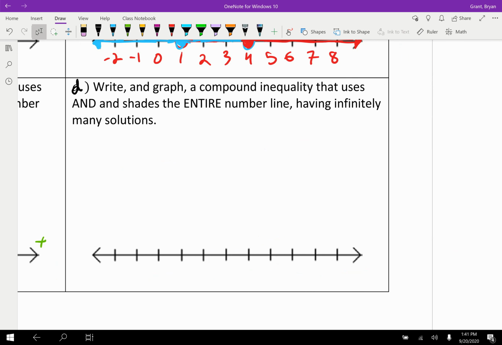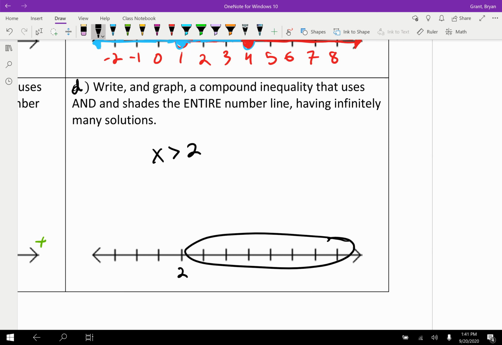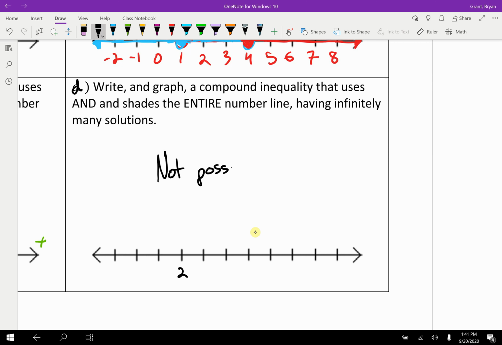Write and graph a compound inequality that uses "and" and shades the entire number line. Oh. Is this one even possible? I'm not sure it is. I think this is going to be really tough to do. If you say x is greater than 2 and this is 2, that means all of your numbers have to be greater than 2 and something. Well, I think the "and something" is going to exclude numbers over here, so you won't be able to shade in the whole number line.